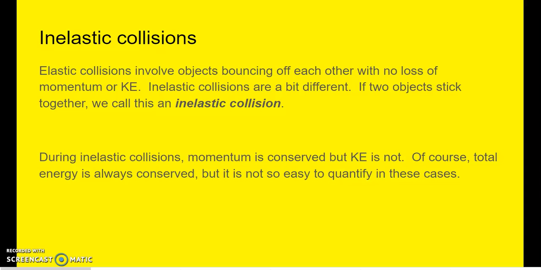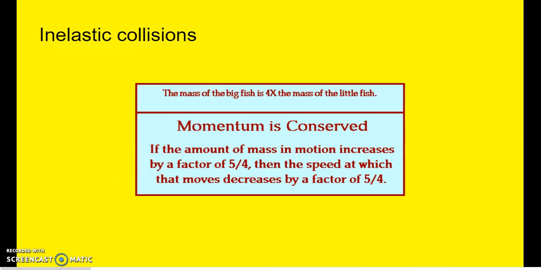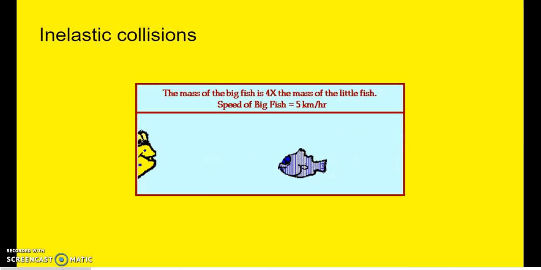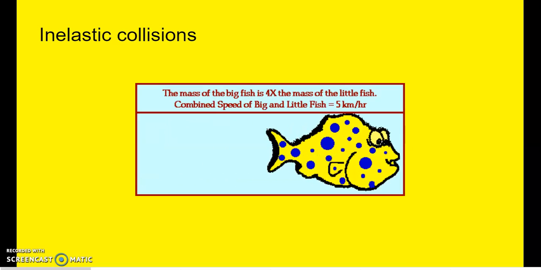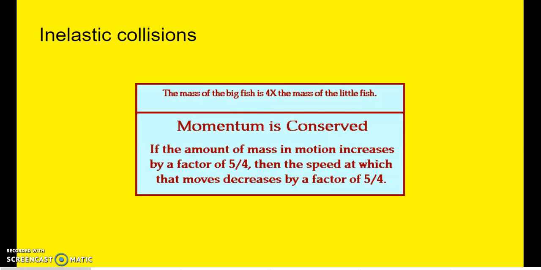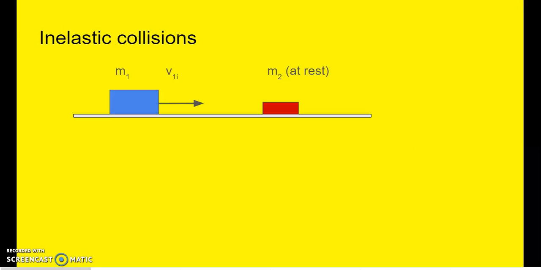And that's usually not that easy to quantify. We can calculate it after, but during the actual collision, it's not very easy to calculate the transfer of kinetic energy to some other form of energy. However, very conveniently, the momentum is still conserved during an inelastic collision. Take a look at this very quick animation right here. Big fish swallows little fish. They become one fish, big fish plus little fish, and they move on at a smaller velocity.